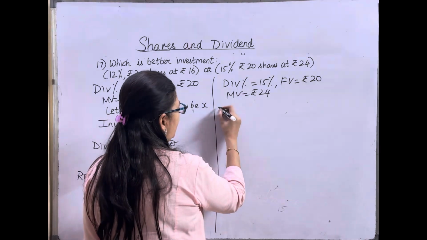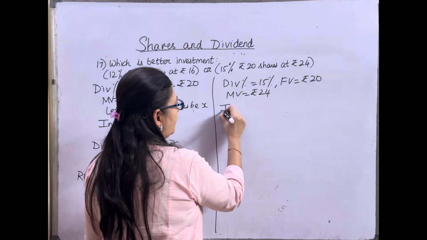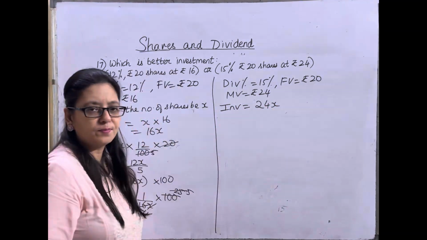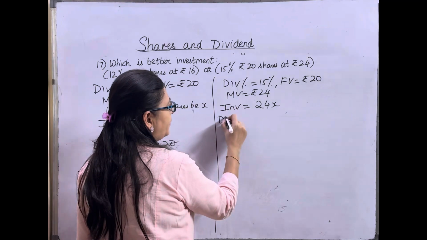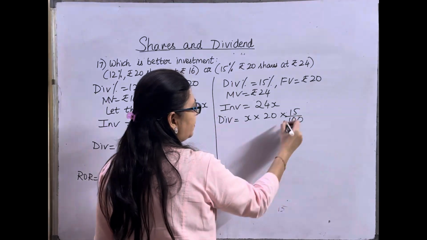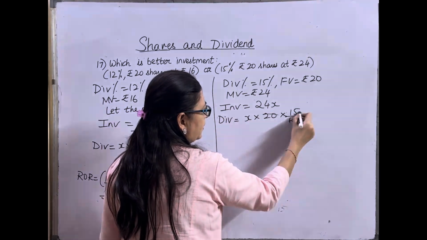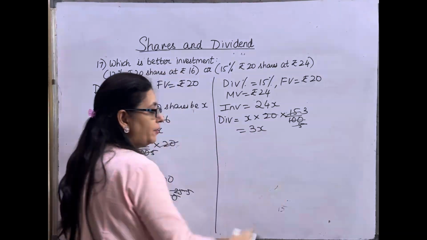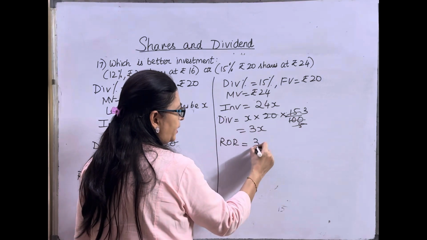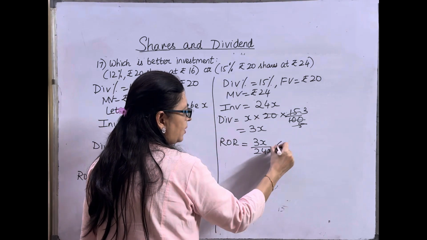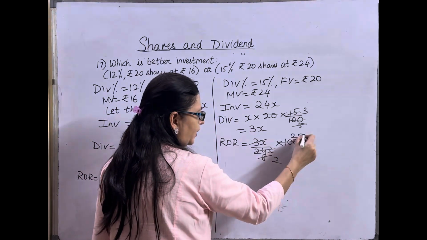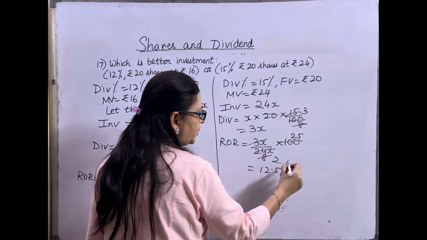Same way you will find over here. Number of shares is x. So, the investment is 25 times x, which is 25x. Okay. Let's find dividend. Dividend is x into 20 into 15%. 5s are, 3s are. So, dividend is 3x. Now, find the rate of return. Rate of return is dividend divided by investment times 100. 8, 4 2s are 8, 4 25s are 100, which is 12.5%.